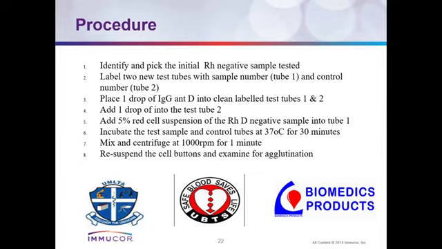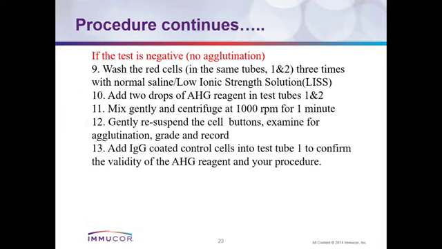So if there is no agglutination, what do you do? You proceed. You wash the red cells in the same tubes 1 and 2, 3 times with normal saline. Sometimes you can choose to use low ionic strength solution if you have. Even when washing the cells 3 times, if you have the low ionic strength solution, you can choose to use it. This gives very good results. We've witnessed it somewhere where they were failing their EQAs.